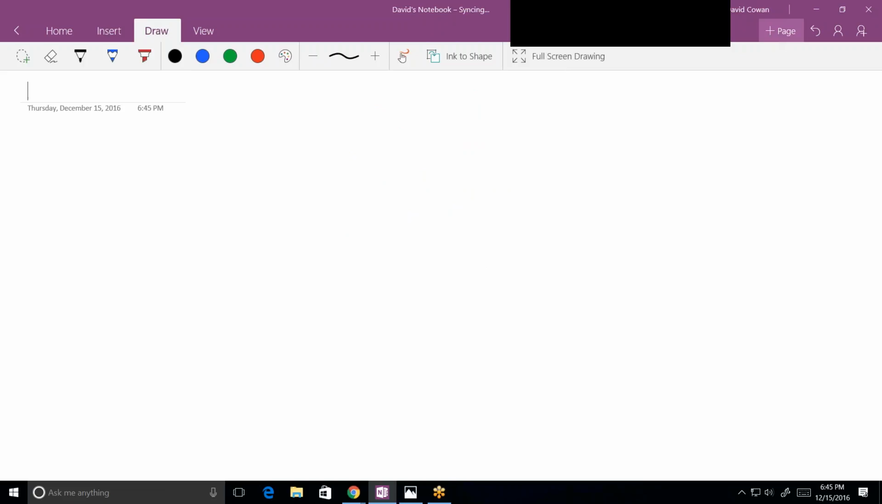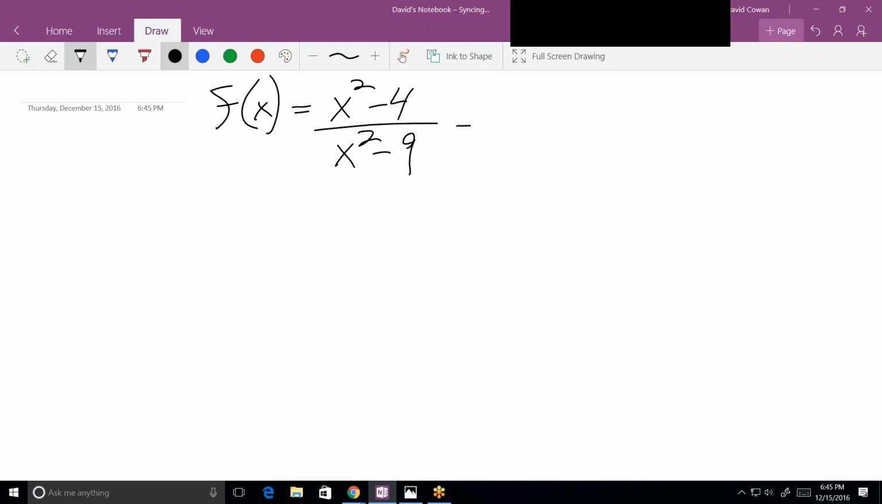Let f of x equal x squared minus 4 all over x squared minus 9. Find the vertical and horizontal asymptotes and intercepts. Okay. Whenever you see anything like this that obviously can be factored, factor it. How's the top factor? X plus 2 times x minus 2. The bottom? X plus 3, x minus 3.